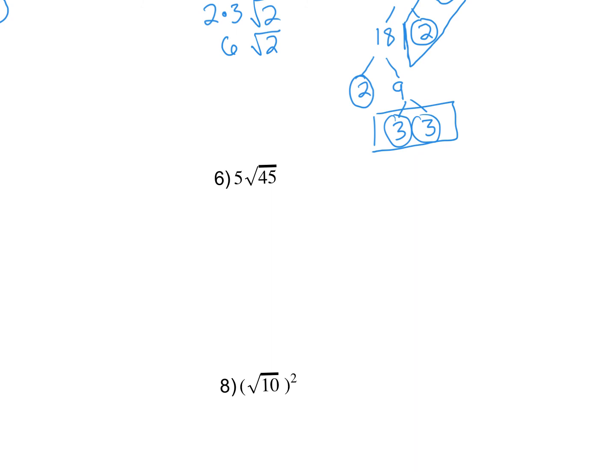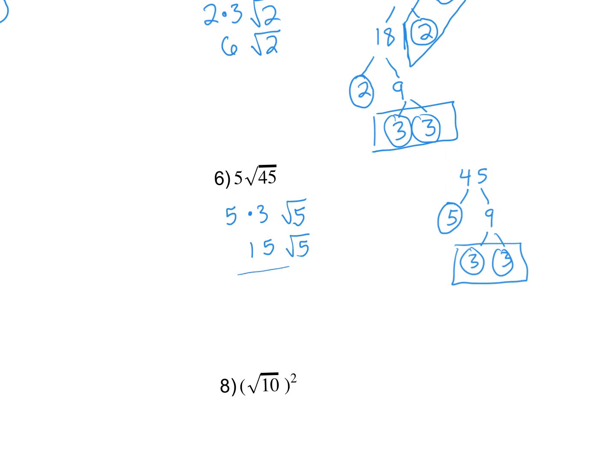Number 6, we got 5 root 45. 45 is a decimal, so we can't square root it, but let's try to break it down. 45 is 5 times 9. 5 is a prime number. I'm going to circle that. 9 is 3 times 3. Oh, we got a pair of 3s, so I'm going to box in my 3. So this is 3 and 5. But don't forget my 5 on the outside. I'm going to write that times 3 root 5. 5 times 3 is 15. So that is 15 root 5 for number 6.